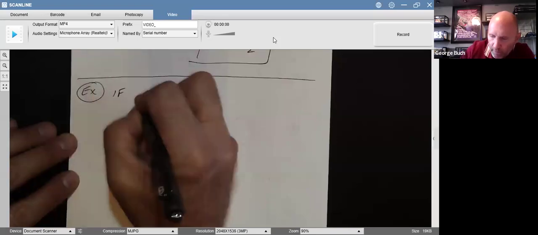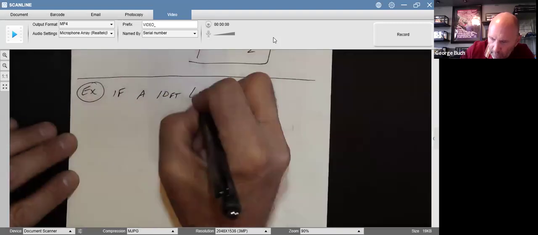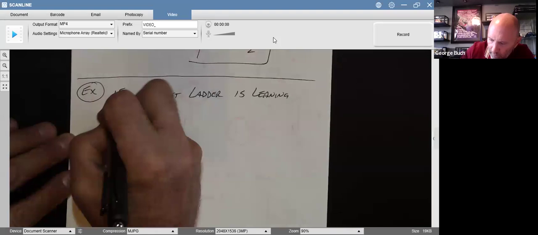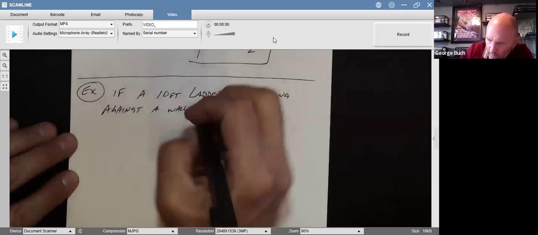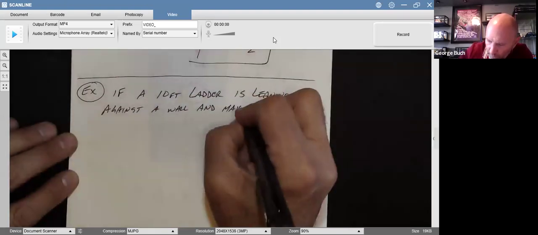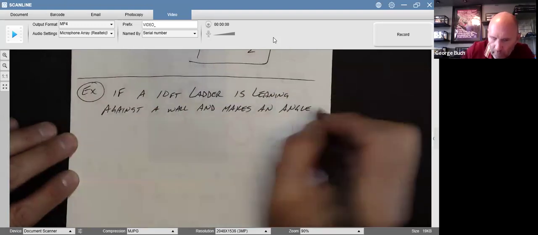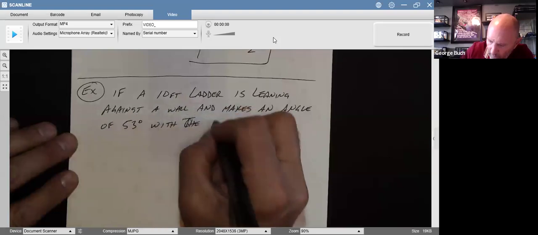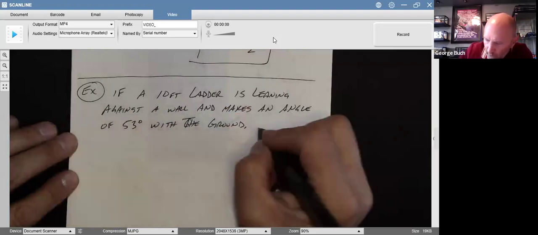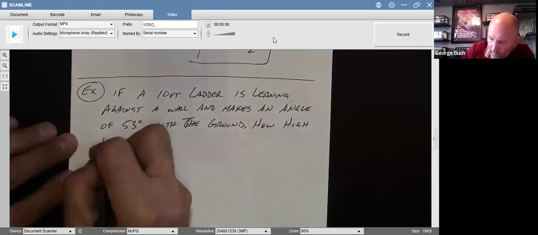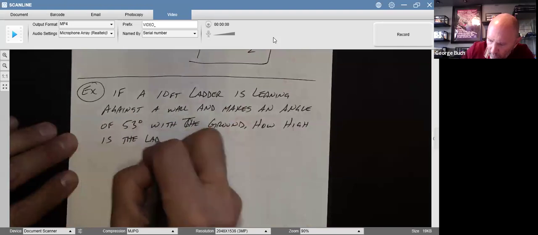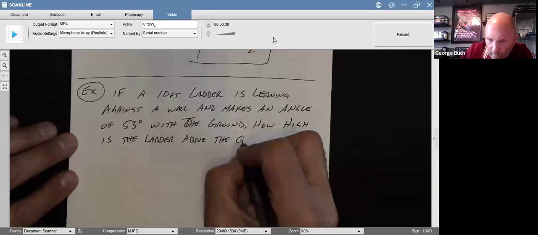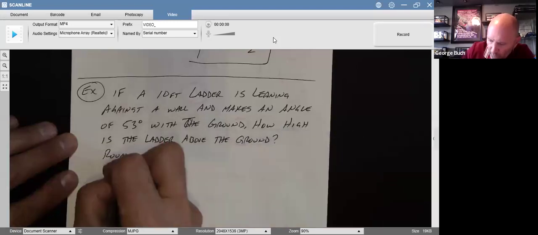So if a 10-foot ladder is leaning against the wall and makes an angle of 53 degrees with the ground, how high is the ladder above the ground? And again, let's round to 2 decimal places. So, okay, now he does want me to use my calculator.